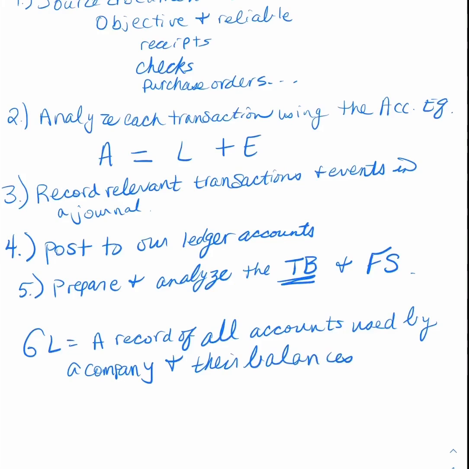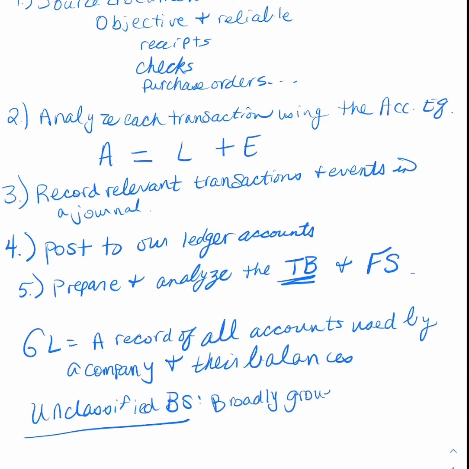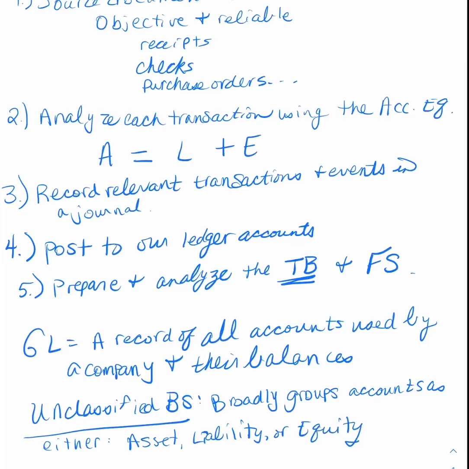Now, that is what a general ledger is. The next thing we need to understand is what an unclassified balance sheet is. An unclassified balance sheet just broadly groups accounts as either asset, liability, or equity. Now, what you'll find is this is actually what we did in Chapter 1.